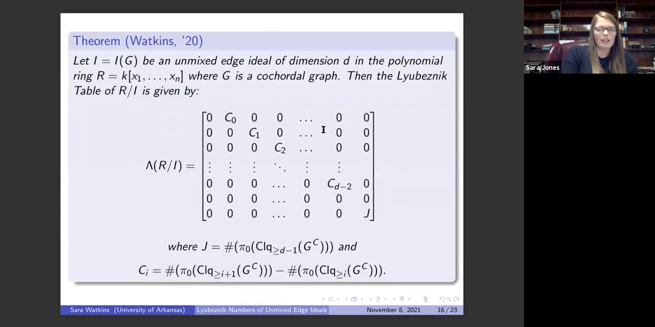Just to remind you, it said if I is an unmixed edge ideal, and I'll give you a little sneak preview here, the unmixed edge ideal is what forces us to be working with a pure graph. So that's what's going to allow us to use the click graphs. And then again, working in a polynomial ring with n variables, and where G is a cochordal graph, the Lubeznik table is given by this matrix. And now hopefully we know a little bit better about what that J and the Ci are all talking about: connectedness information in our click graph.